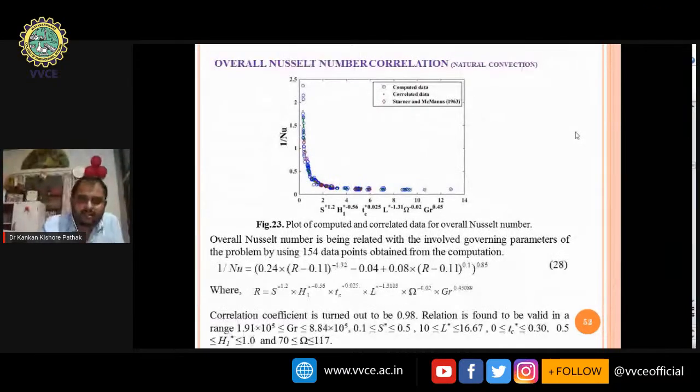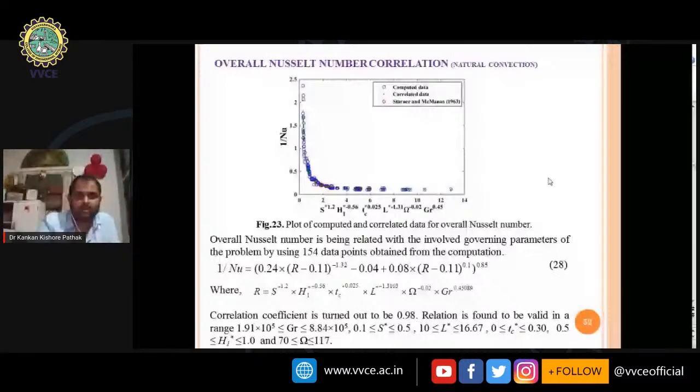Now the overall Nusselt number, in the same way, we can conclude a correlation involving the governing parameters of the problem by using 154 data points from the computation. The correlation coefficient is found to be 0.98. So this correlation will definitely help future designers of fins or extended surfaces to get an effective design very quickly. By seeing this correlation only, they can obtain their desired design.